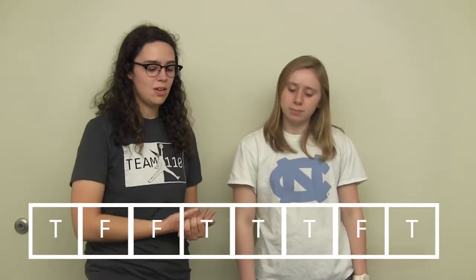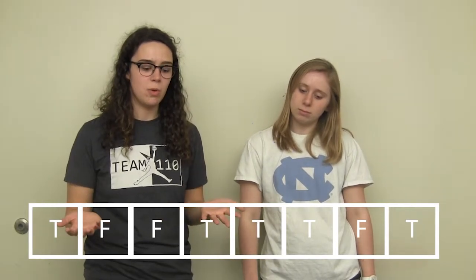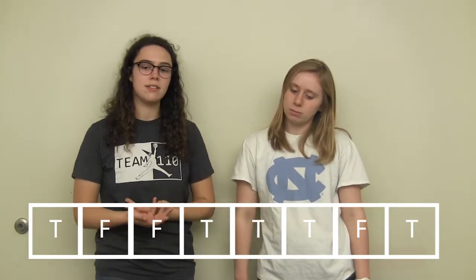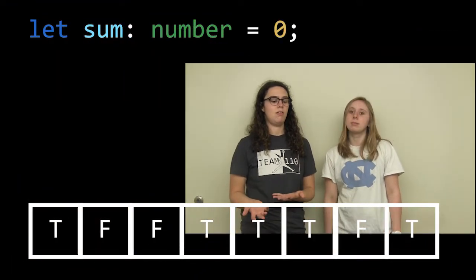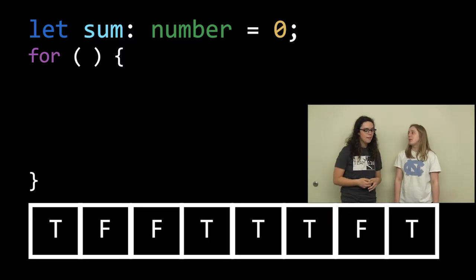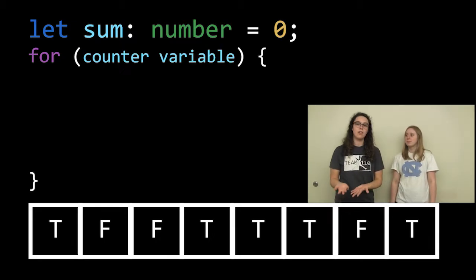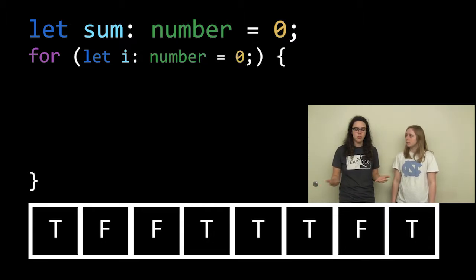Awesome. All right, so to get started, we've got to set up our sum variable, right? So we're going to say let sum be a number that equals 0. And then we can get into our for loop. What's the first thing that we're going to do in our for loop? So the first thing is we're going to set up our counter variable. Let's call it I, just to stand for a number, and it's going to be a number that equals 0.